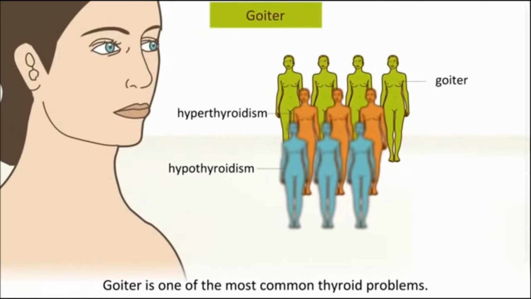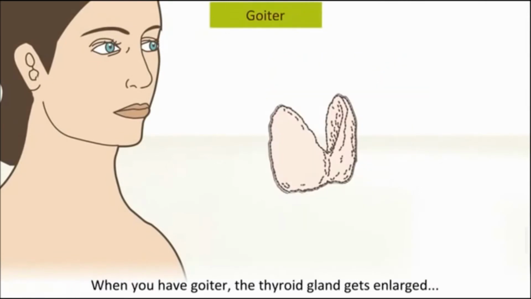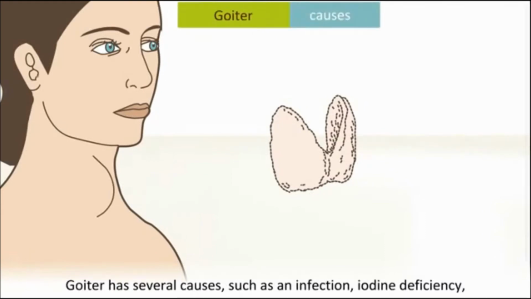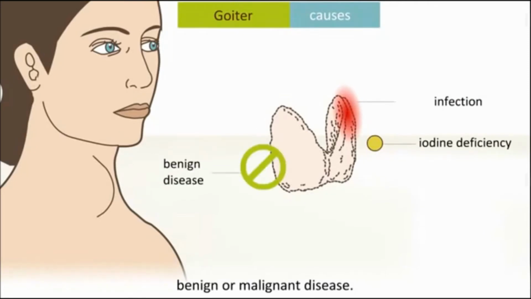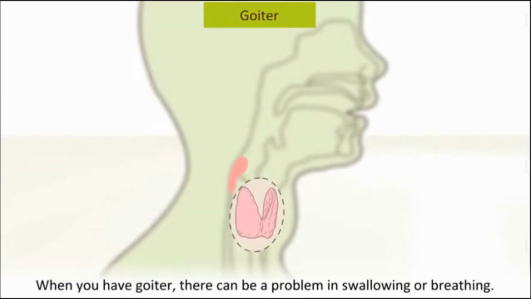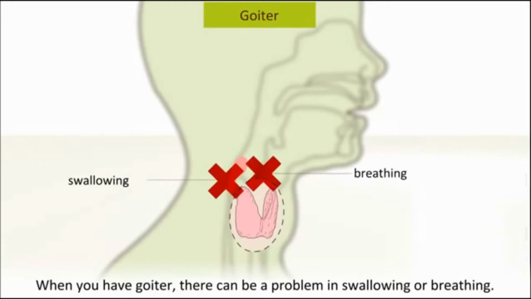Goitre is one of the most common thyroid problems. When you have goitre, the thyroid gland gets enlarged, and there is visible swelling in the neck. Goitre has several causes such as infection, iodine deficiency, benign or malignant disease. A malignant disorder is extremely rare. When you have a goitre, there can be a problem in swallowing or breathing.